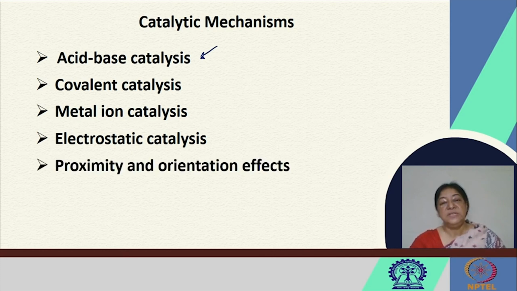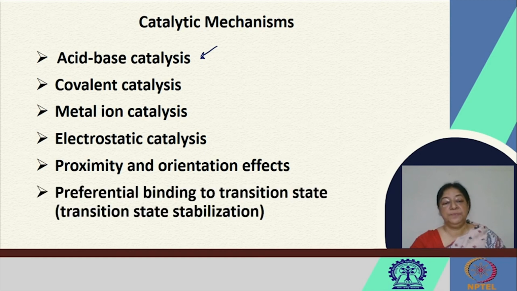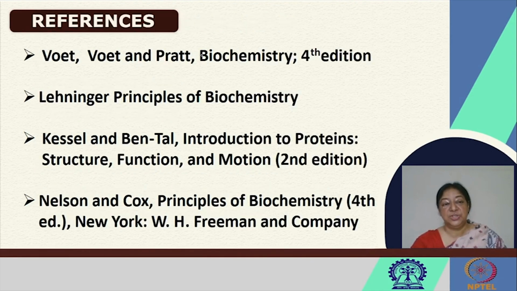We have proximity and orientation effects, as we saw, the importance of the enzyme and substrate to be in close proximity to each other for a fruitful collision, a good orientation for the specific non-covalent interactions to form, and the enzyme substrate complex to form for subsequent product formation. And the preferential binding to the substrate or the transition state, which we saw in transition state stabilization, which would lead to a possible reaction.